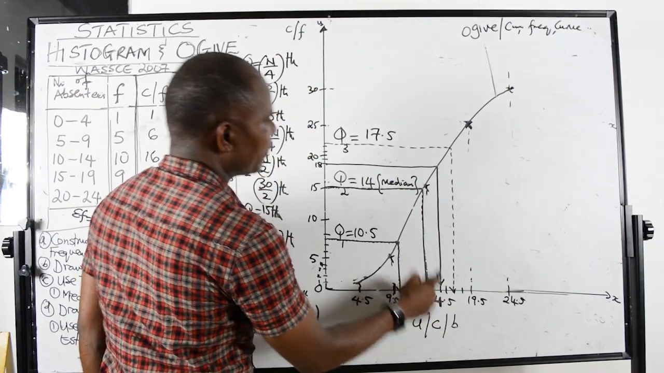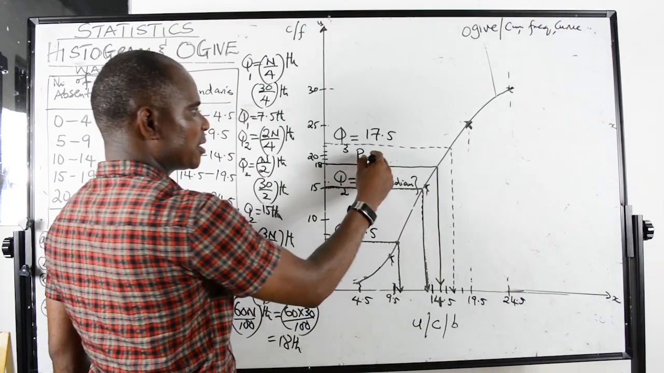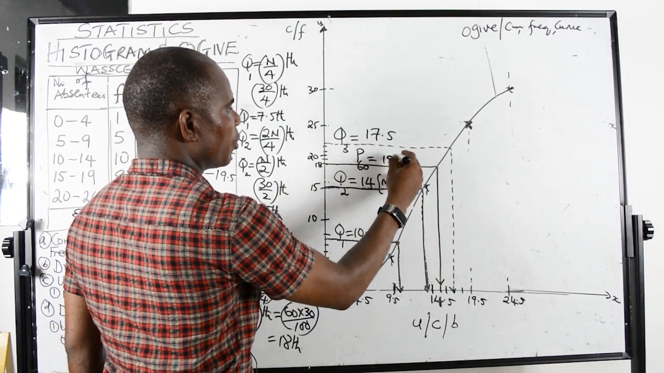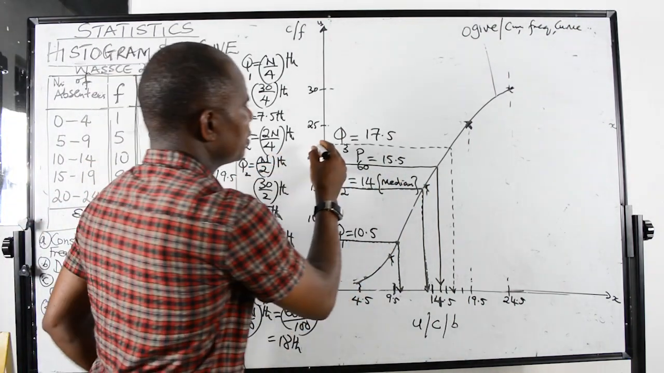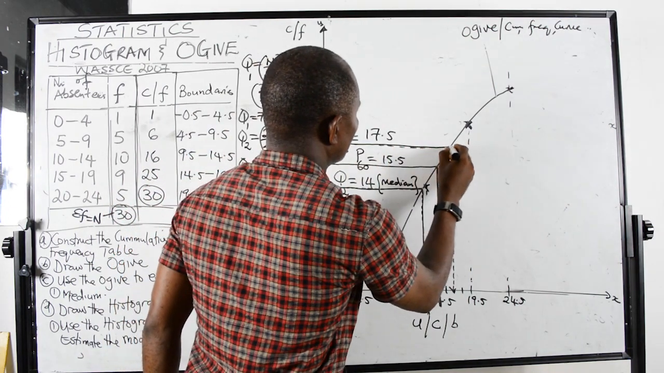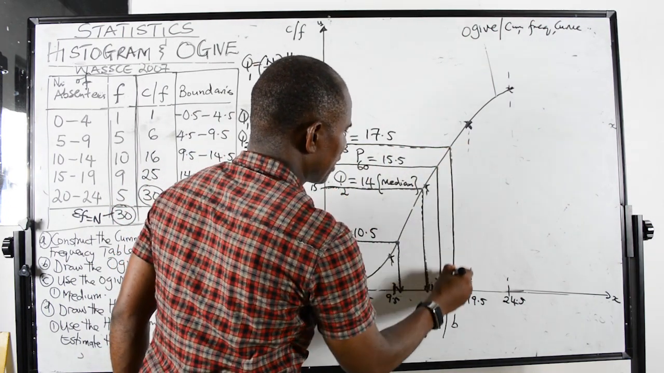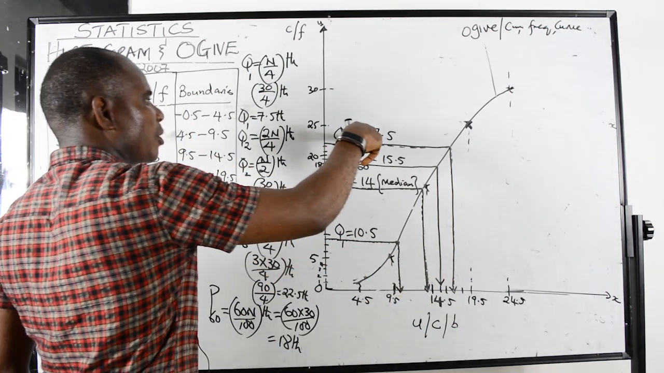This is 15.5. So let's say P60, that is the 60th percentile, is 15.5. Yep, so now I have read all the points there. I use the line again, go there and touch, and get the upper quartile. That's how I read this. All of them are read from this axis. This is the upper quartile.